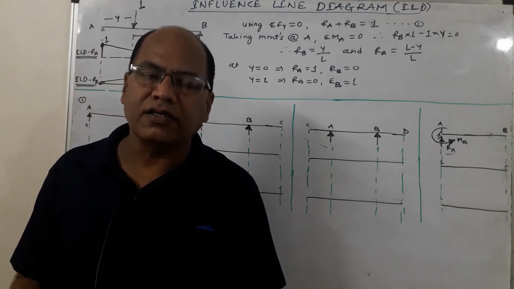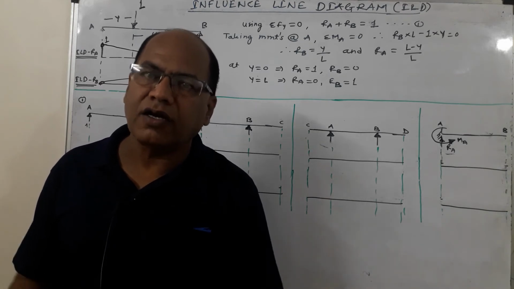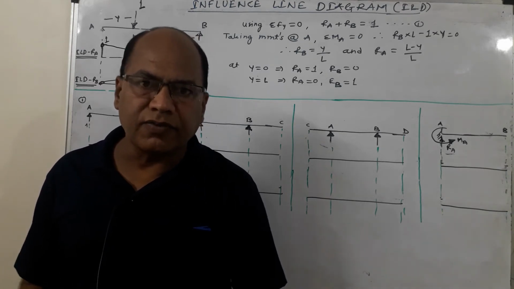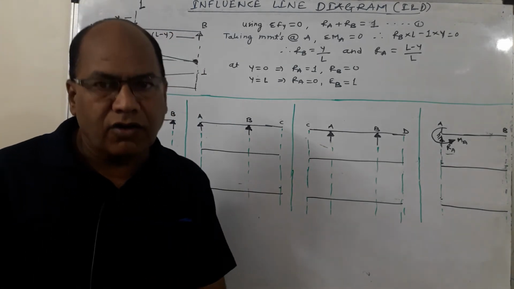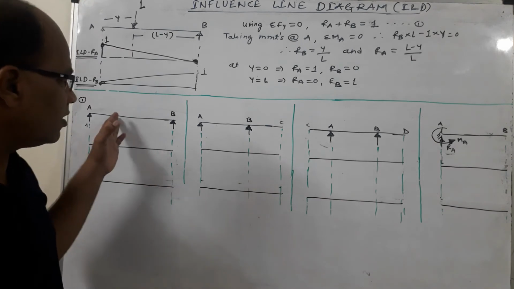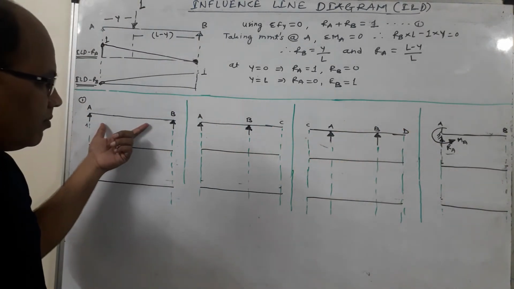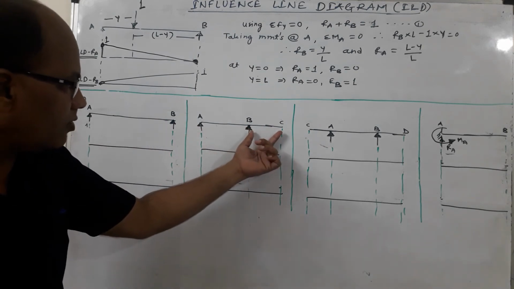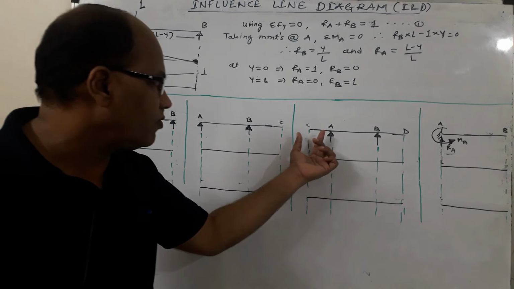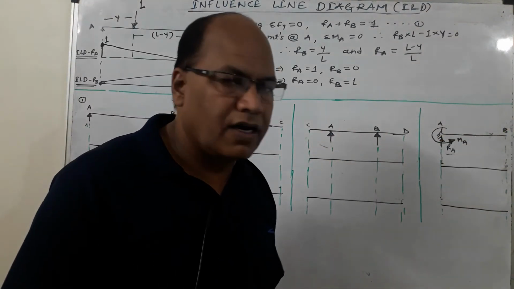But there are certain shortcut methods also. So I am going to discuss the shortcut method by means of which ILD for the reactions can be drawn. In order to explain it, I have considered 4 different beams. It is a simply supported beam. Then this is a beam with one overhang, so the overhang is there on the right side. Then this is a beam with 2 overhangs, and I have considered a cantilever beam at last.